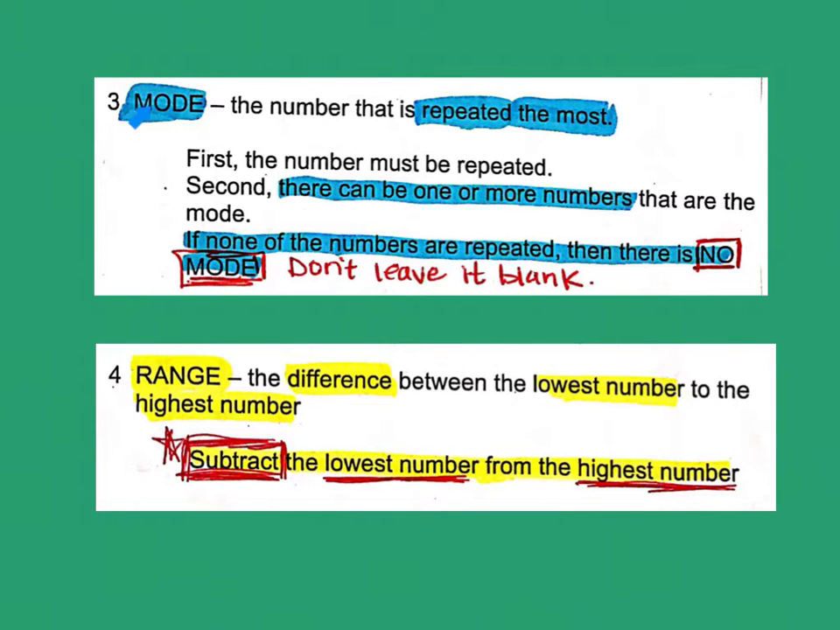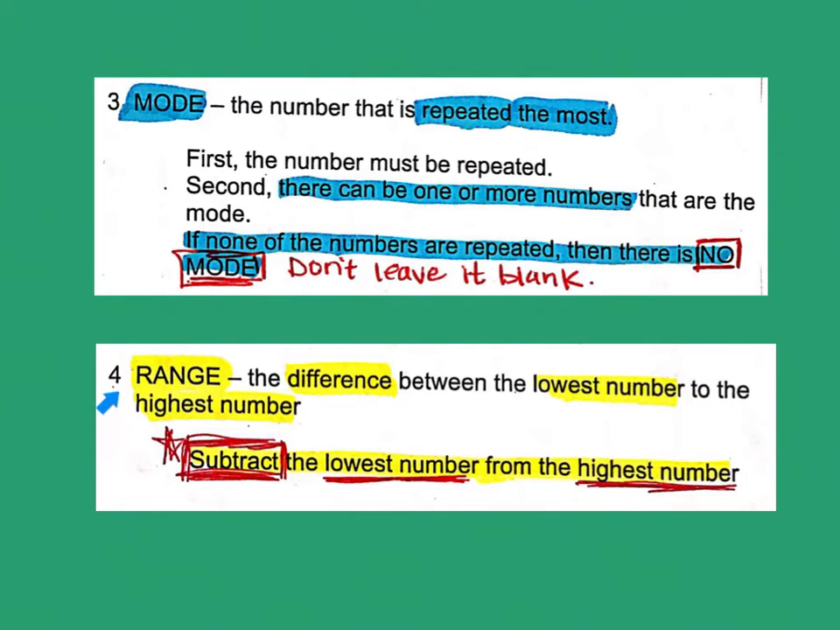The mode is one of the easiest to figure out. The mode is which number gets repeated the most. Sometimes there is just one mode, but sometimes there's more than one mode. Also, sometimes you might not have a mode at all. If there's no number repeated, then you would say no mode. You wouldn't leave the answer blank and you wouldn't put a 0. You would just write no mode.